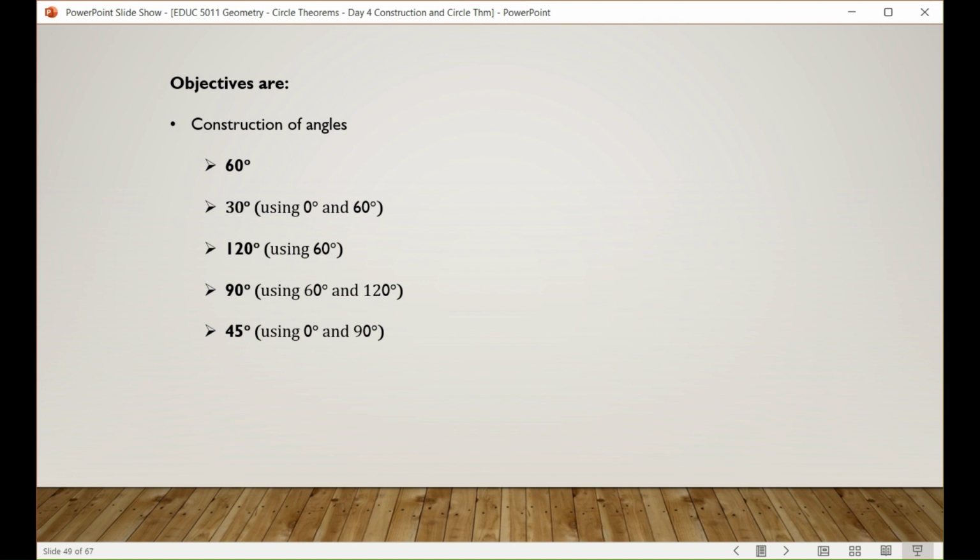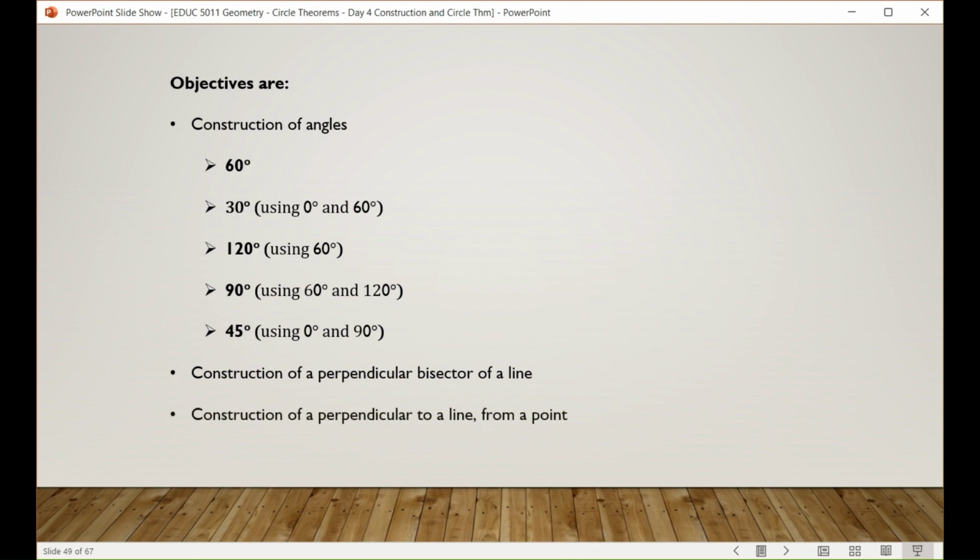We can learn shorter methods for each individual angle, but then it will end up that students have to learn 5 different methods, when we can use one method and just extend it somewhat to move from one angle to the other. We also have to be able to construct a perpendicular bisector of a line, construct a perpendicular to a line from a point, and construction of parallel lines. So hopefully we'll be going through all of these things today.